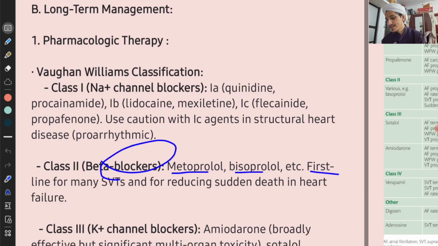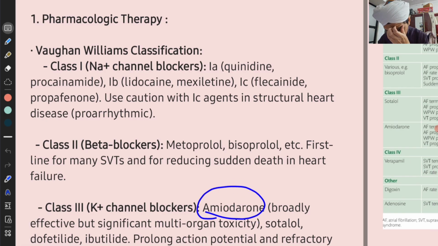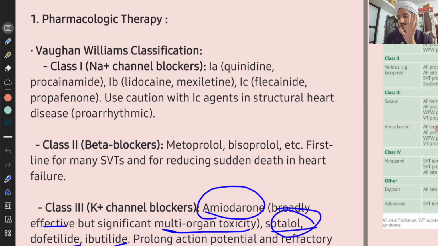Then class 3 are potassium channel blockers. Amiodarone is a very important drug in class 3. This is effective, but it has organ toxicity. Sotalol is the next important drug. Others are dofetilide and ibutilide. What is the important point? They prolong the action potential.